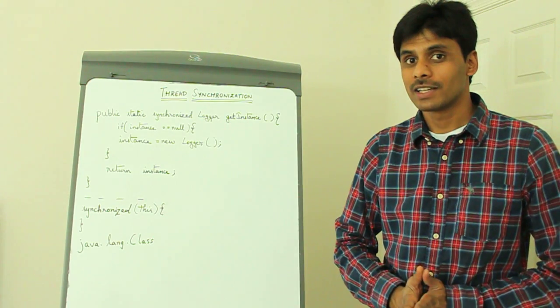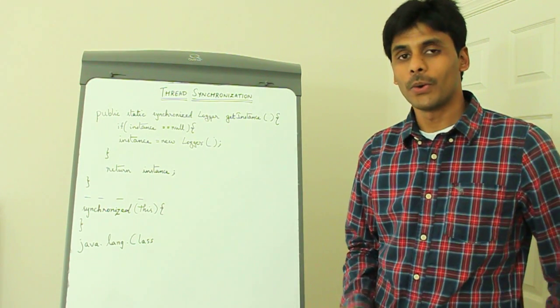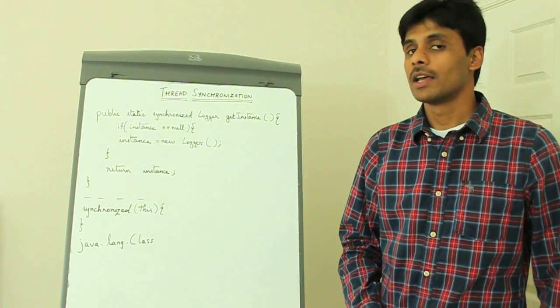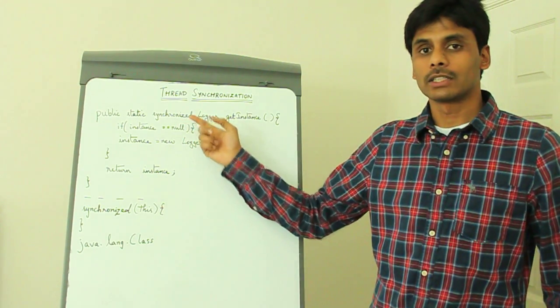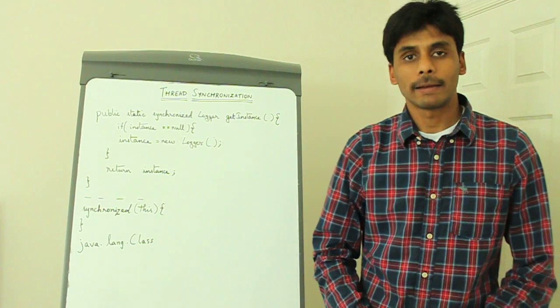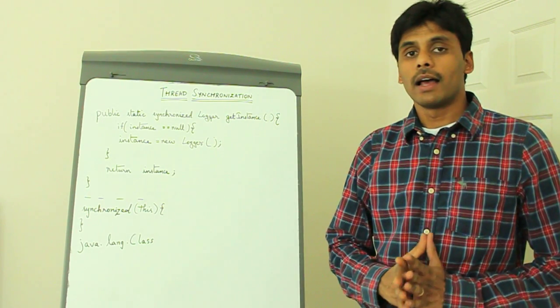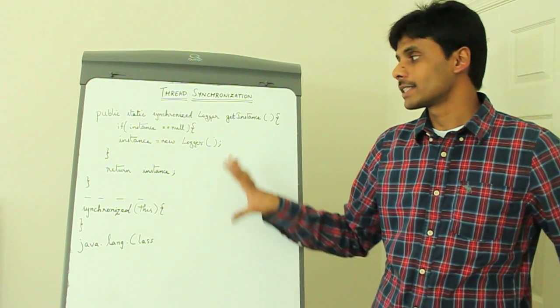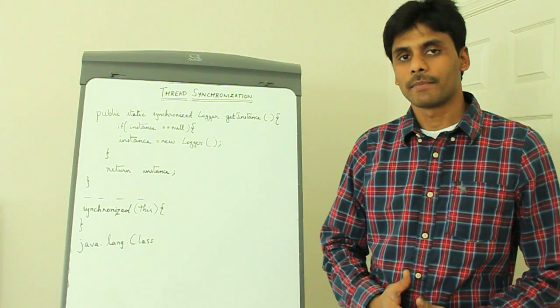To prevent this, we have to synchronize our code, and in Java we use the synchronized keyword to do that. So we mark our method using the synchronized keyword, and once we do that, it will prevent multiple threads from accessing this particular method at the same time.